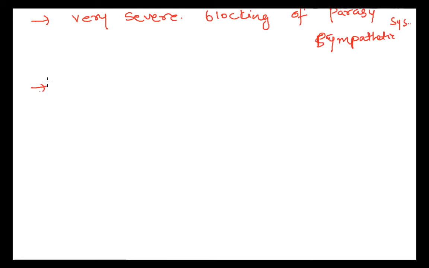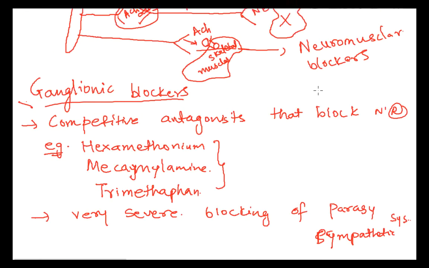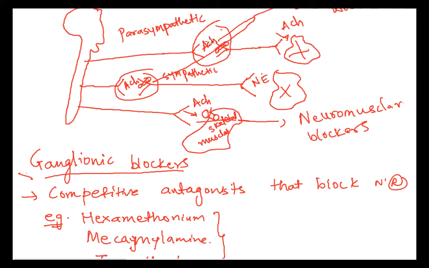The drugs would be nicotine and varenicline. So how does this drug work? These both are agonists. Nicotine is an agonist and varenicline is actually a partial agonist. Let's go back to the channels.